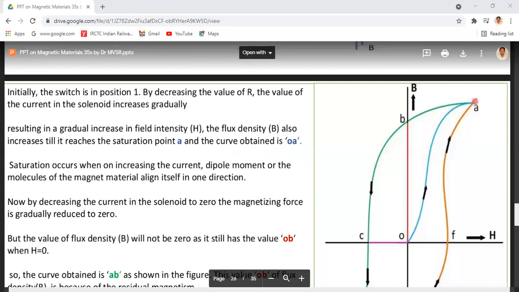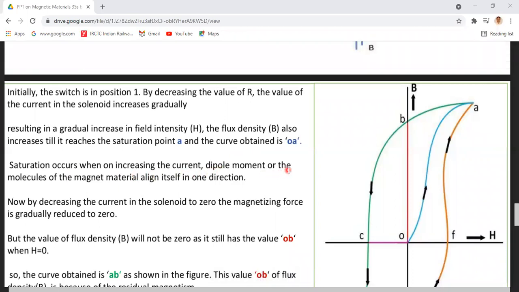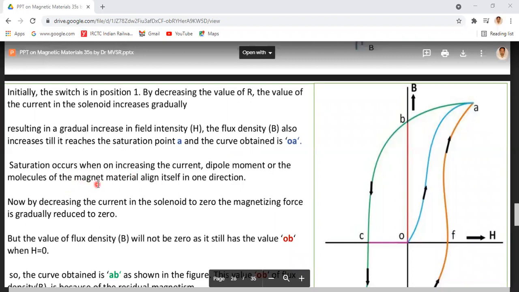That means at point A, saturation occurs when, on increasing the current, the dipole moments or the molecules of the magnet material align themselves in one direction. Within the ferromagnetic material, all the dipoles are arranged in a particular direction, so at point A all the dipoles are completely saturated, that means completely arranged in the direction of the field. Now at point A, just observe the magnetic saturation.